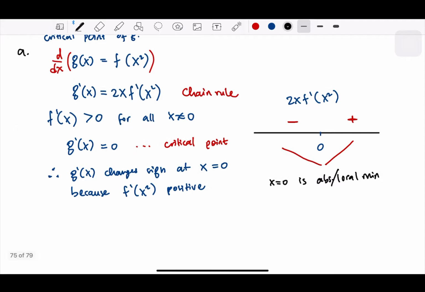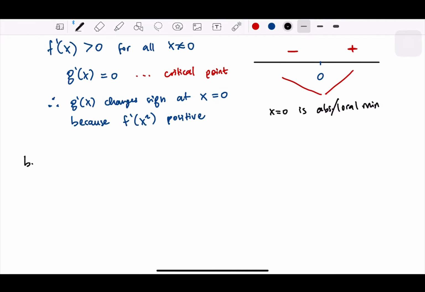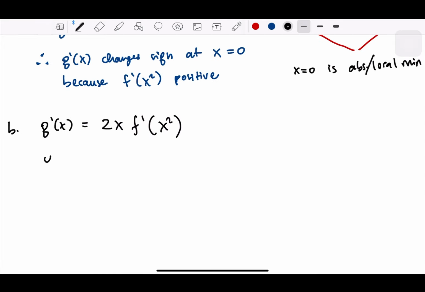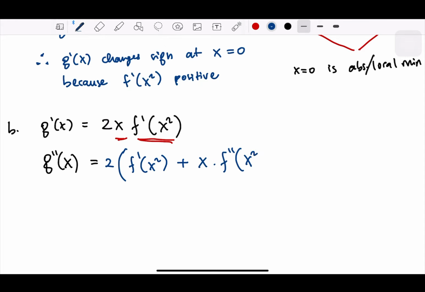For B, we need to discuss the concavity, so let's check that out. Let's write down the first derivative, which is 2x f prime of x squared. For the second derivative, we need to differentiate this using the product rule. So let's keep the 2 outside: f prime of x squared plus x multiplied by f double prime of x squared times 2x, which we can write as f prime of x squared plus 2x squared f double prime of x squared.